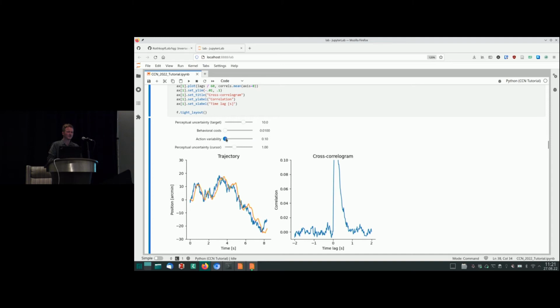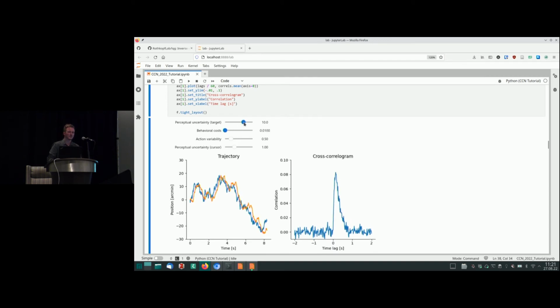But if we increase the action variability again, we see that this decreases the correlation, but doesn't really change the lag. If we now increase the behavioral costs again, we again get less accurate tracking.